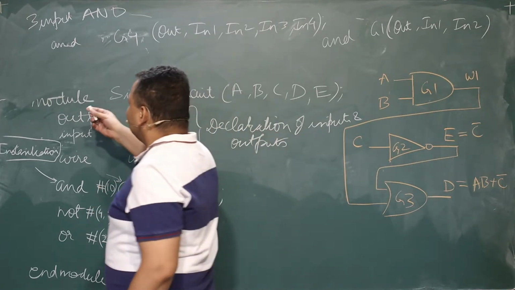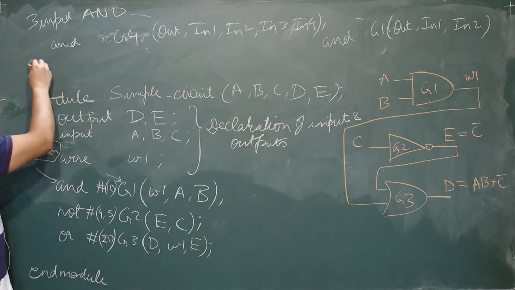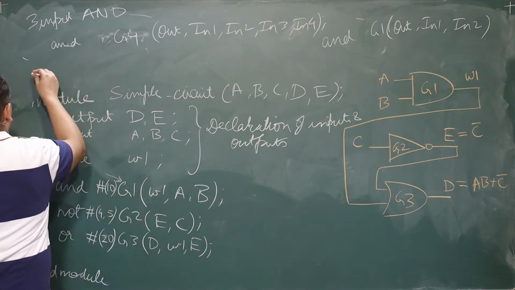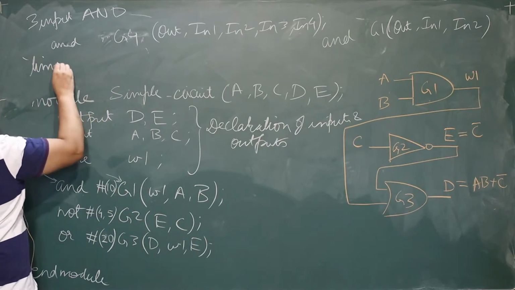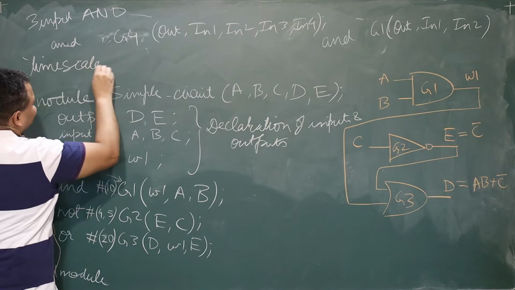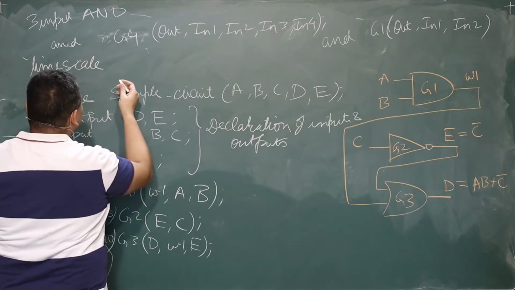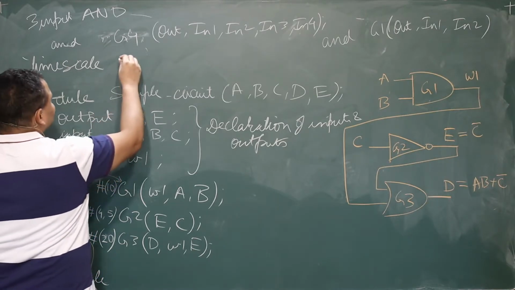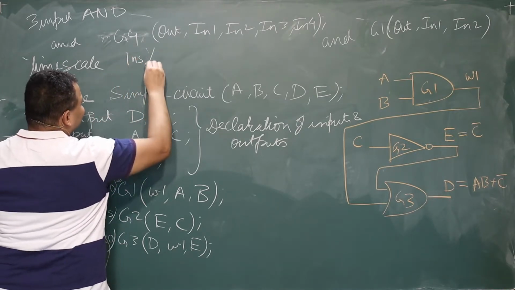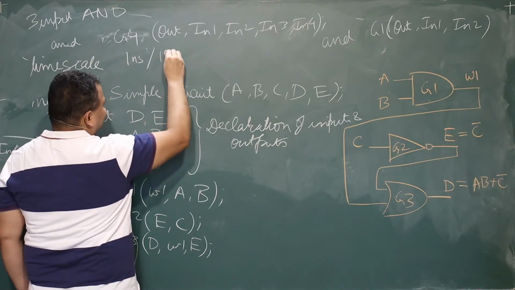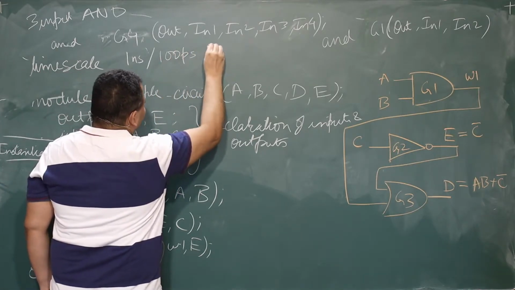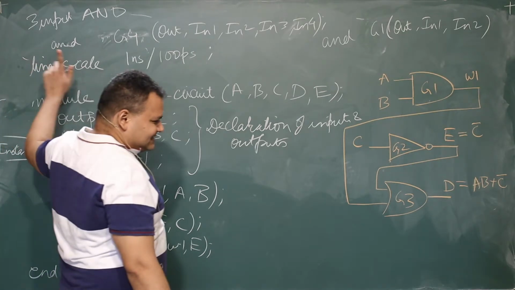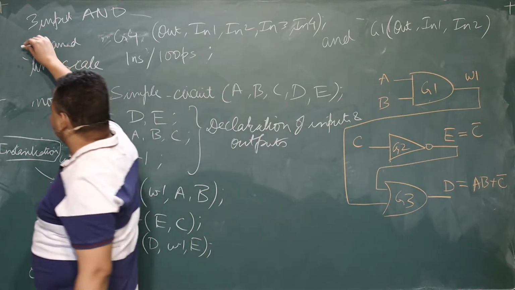But whenever we are running a simulation, we'll also define the time scale. We'll use this particular statement: timescale 1 nanosecond slash, let us say, 100 picoseconds. Please understand that this is the backtick.